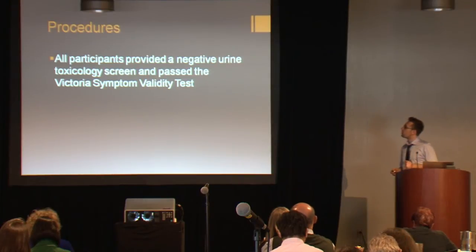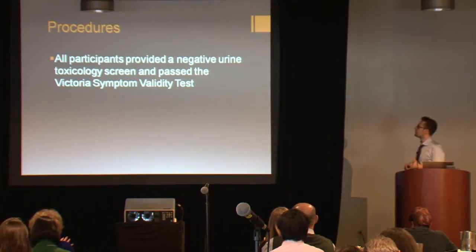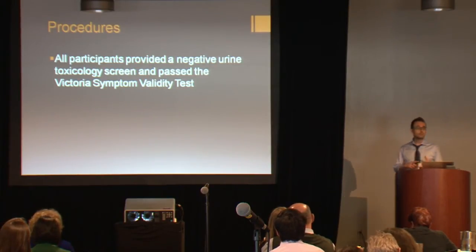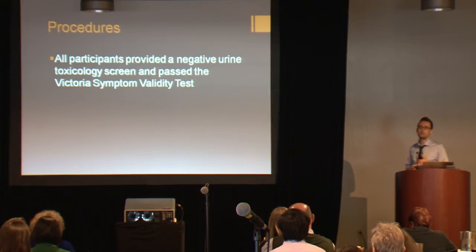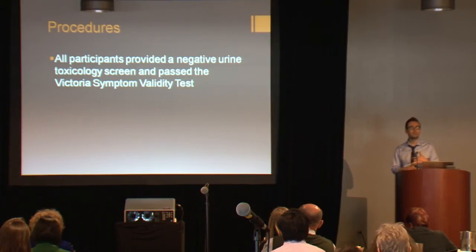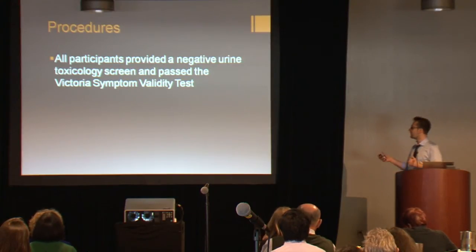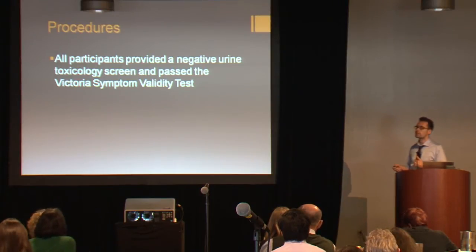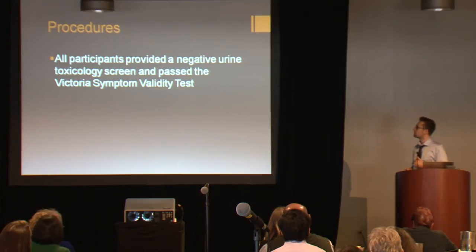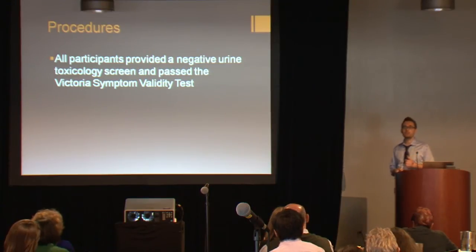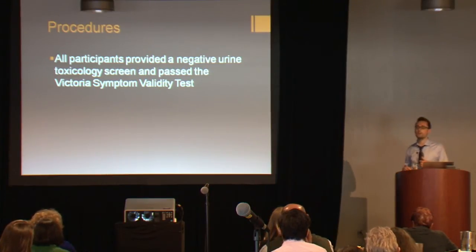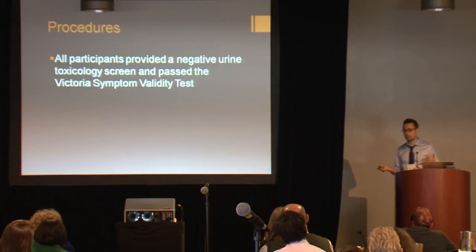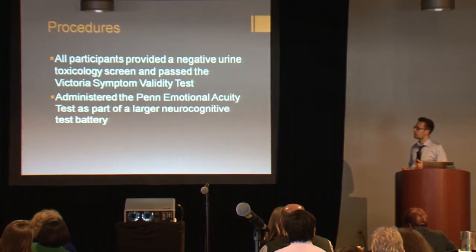Okay, so all participants provided a negative urine toxicology screen. As a clinical neuropsychologist, I thought it was important to make sure these people were also trying on our testing, because that's something that we found some people were not doing. So we used something called the Victoria Symptom Validity Test to determine whether their performances on neuropsychological testing, including emotion recognition, were valid, and we had to exclude about 5 people that are not included in these 33 because they simply weren't trying, or at least not trying hard enough.